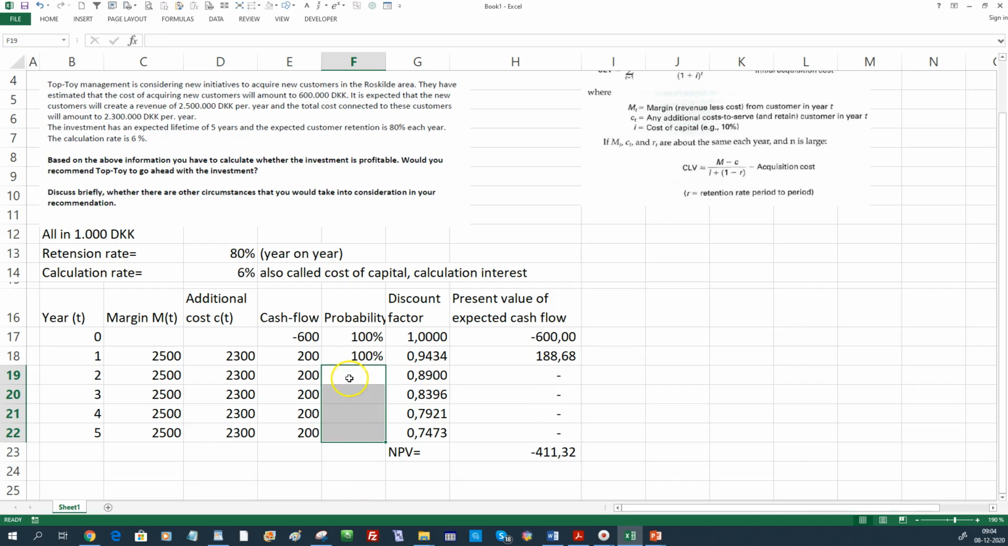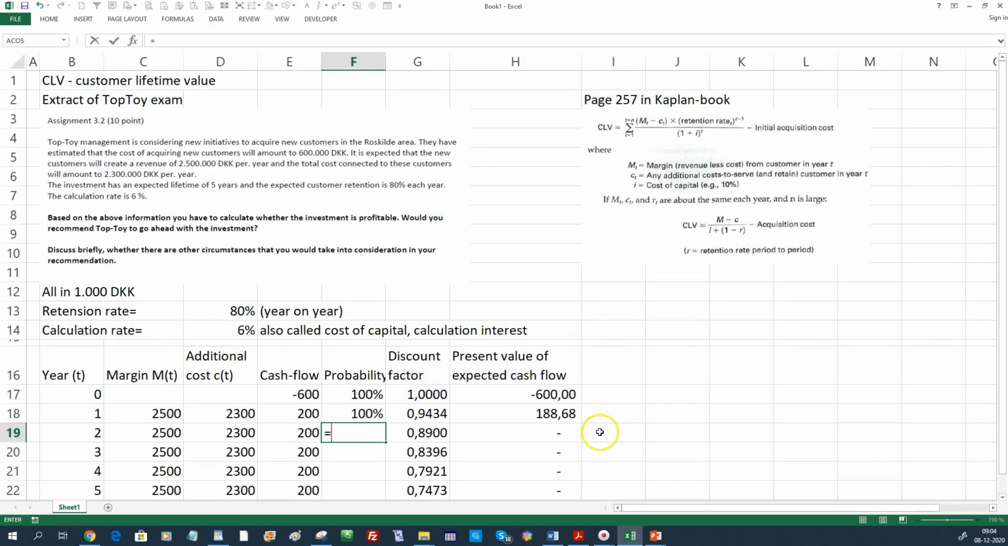So I can do this in different ways, but today I think I will choose another approach that I've done sometimes in the classes.